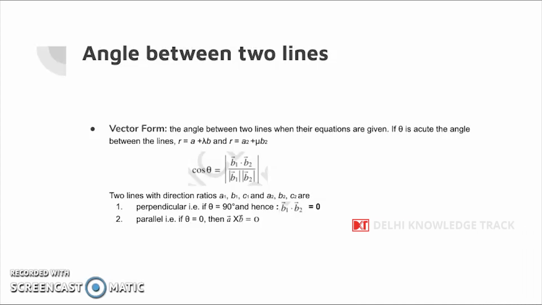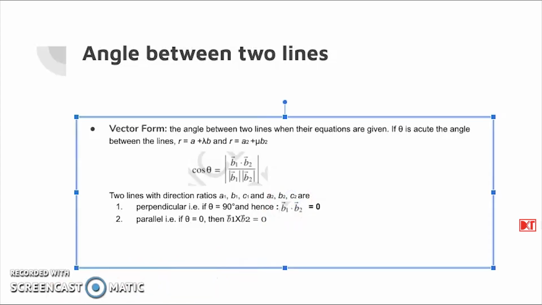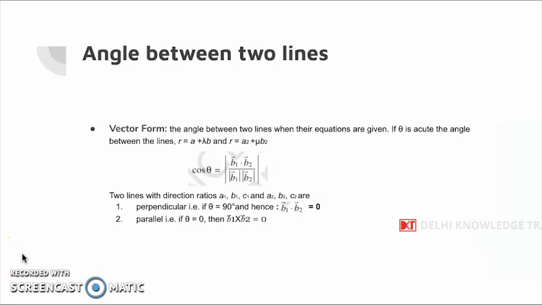Here also there are two cases. If two lines are perpendicular, that is theta is equal to 90, then the dot product of vectors b1 and b2 will be 0. And if theta is 0, that is the lines are parallel, then the cross product of vector a1 and a2, vector b1 and b2 is equal to 0. Pardon me, that was the wrong equation given. Now I have corrected the equation. If the lines are parallel, that is theta between them is 0, then the cross product of vector b1 and b2 will be 0. This is the correct equation.